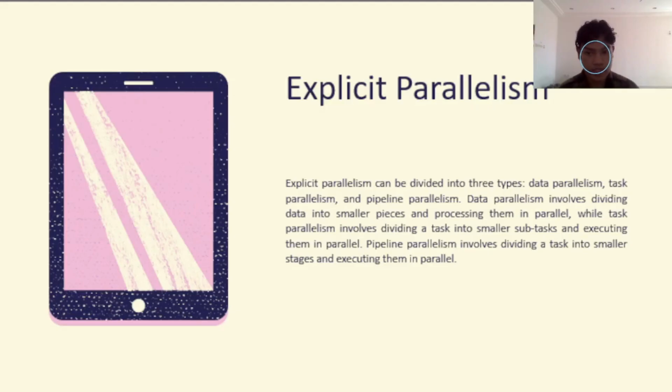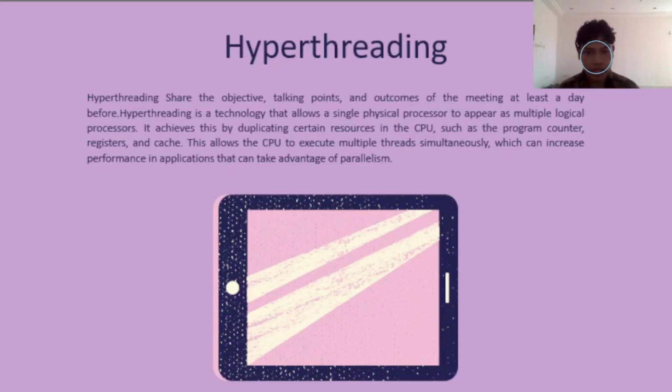So the first is explicit parallelism. Explicit parallelism is a technique used in game engines to take advantage of multiple processing units to improve performance. Two common examples of explicit parallelism are hyperthreading and multi-core CPUs.